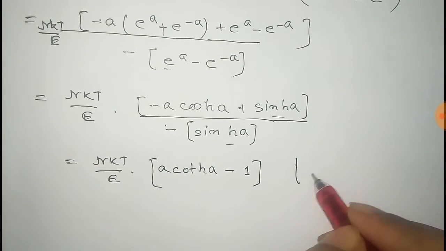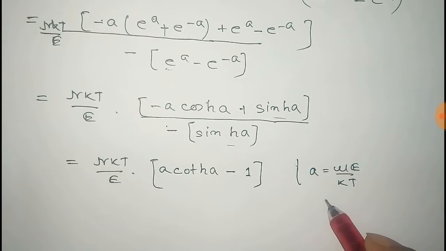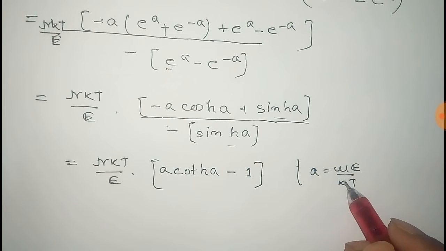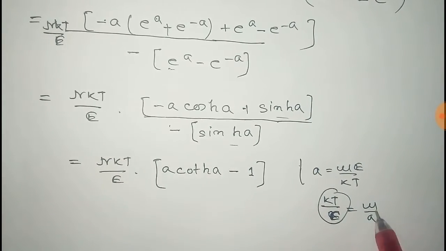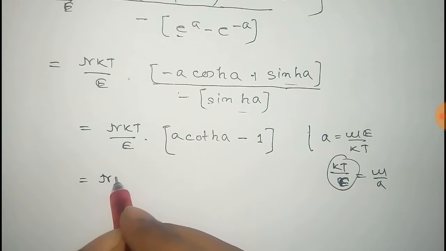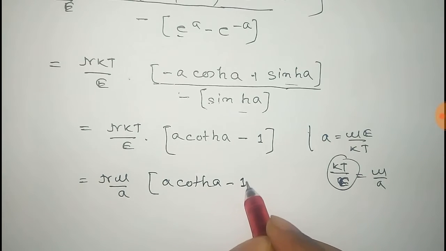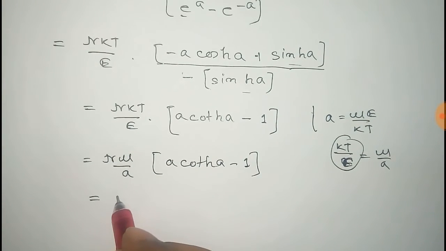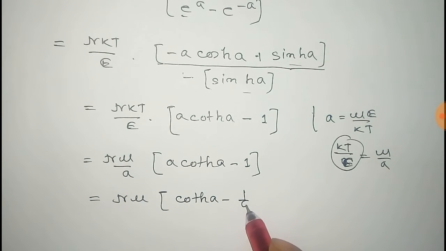Now we put the value of a equal to mu E by kT that we considered before. From this we get that kT by E is equal to mu by a. So put the value of this in that case, so it becomes n mu by a, cot hyperbolic a minus 1, that is n mu into cot hyperbolic a minus 1 by a.